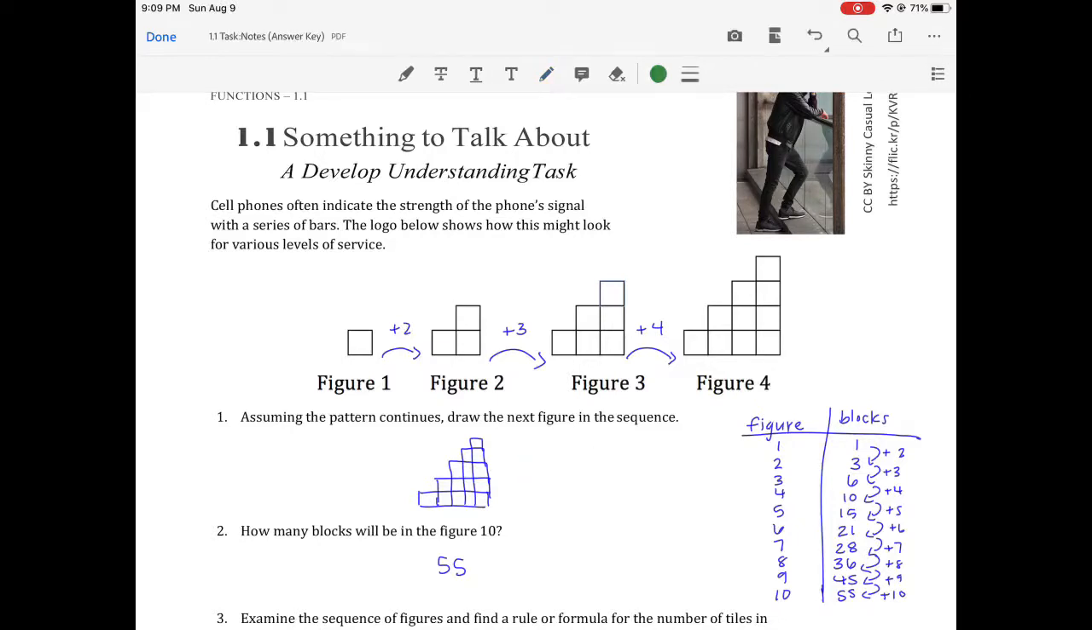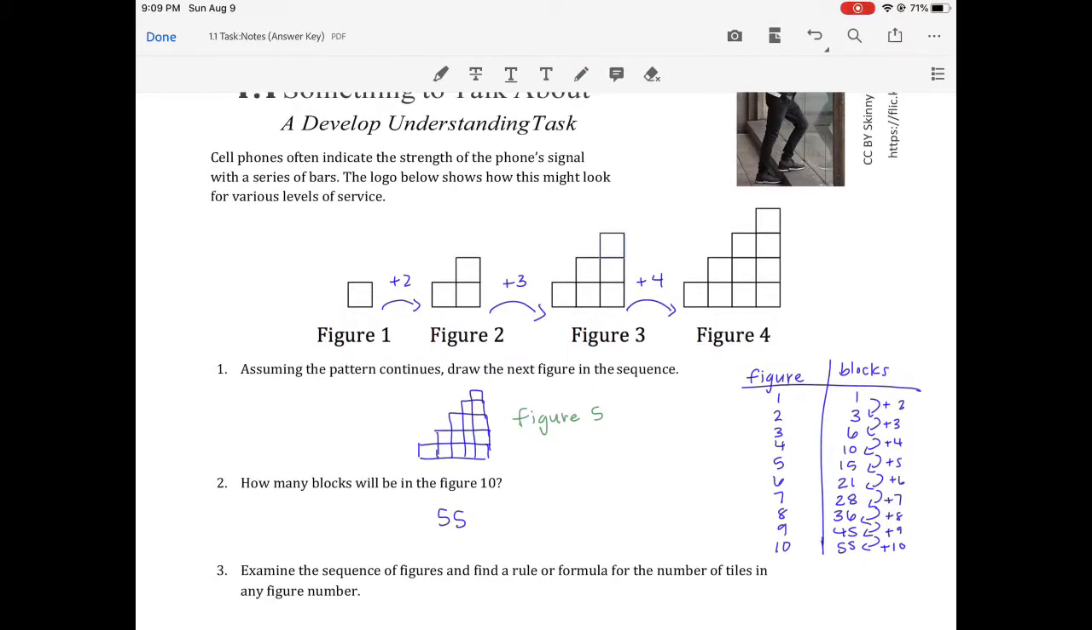And then you had to somehow recognize the pattern to get to figure 10. So if you did that correctly, you should have got 55. I did a little table over here on the right with the figure and the number of blocks. So I noticed it added 2 and then 3 and then 4, 5, 6, etc. And I kept adding it up till we got to figure 10, which had 55.